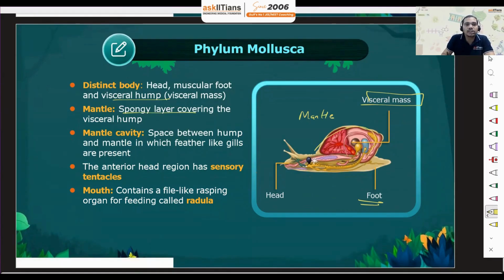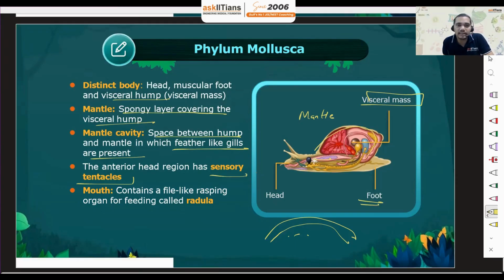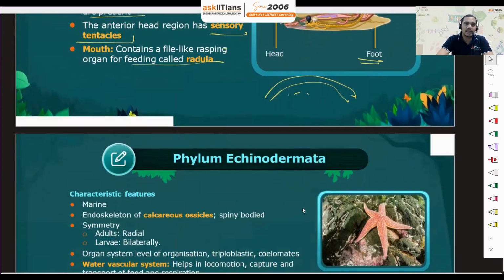A spongy layer covers the visceral hump. That is the mantle cavity, the space between the hump and the mantle. In the cavity, feather-like gills are present. Can you see that the feather-like gills are present? The anterior head region has sensory tentacles. The mouth contains a file-like rasping organ for feeding called a radula. So that is the basic thing.